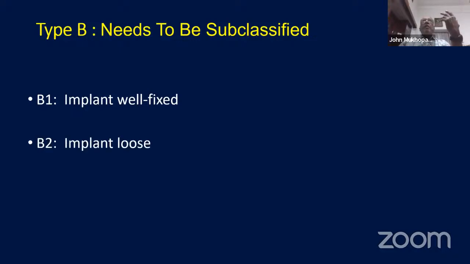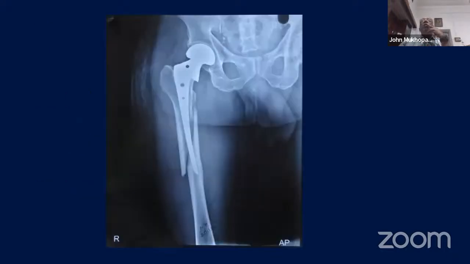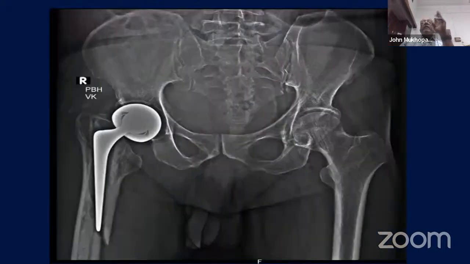B2 was the implant was loose, but the bone quality was okay. And B3 was the implant was loose as well as the quality of bone was poor. So that is how you classified it. So if you had a type B, you can see this is an uncemented prosthesis. Although the fracture is through the bed of the implant, the prosthesis was well fitting in the proximal part, and your main problem was to get the fracture to heal.